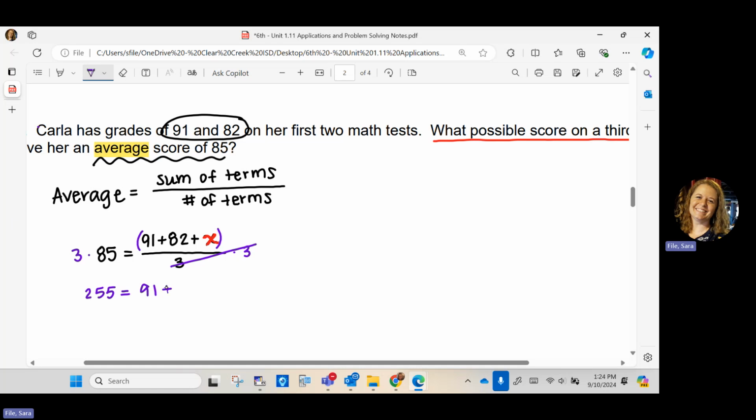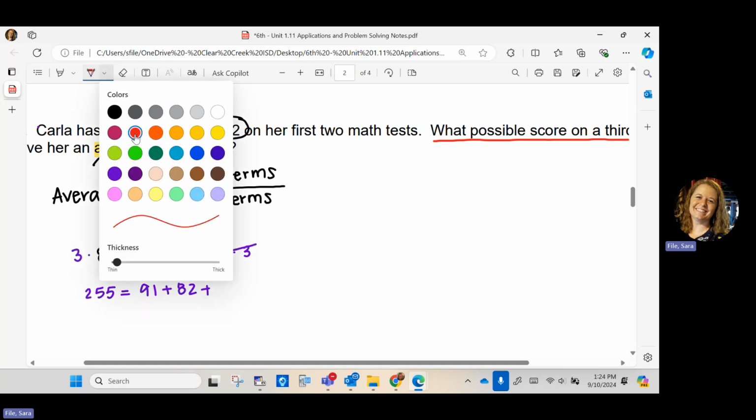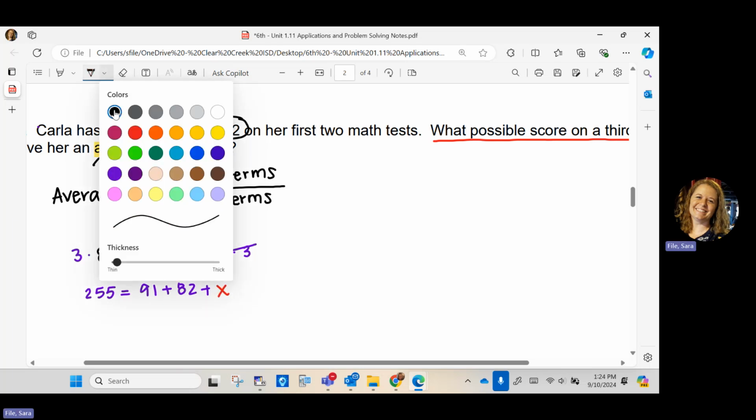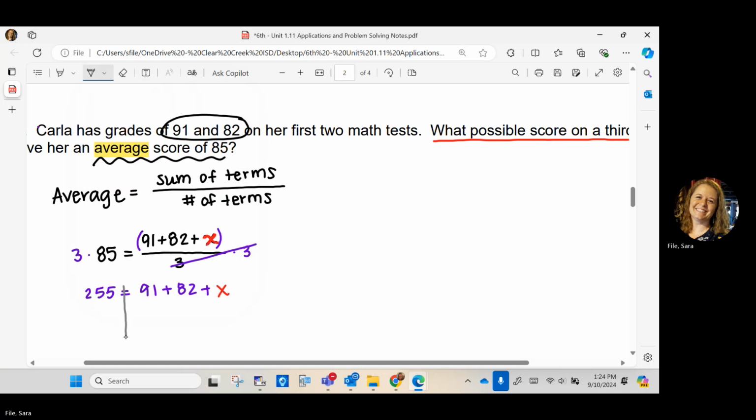And I've got 91 plus 82 plus x. And remember, x is what I'm looking for. This is the missing piece. So I'm going to combine like terms over here on the right side. That 91 and 82 can combine to 173. So I've got 173 plus x equals the 255.